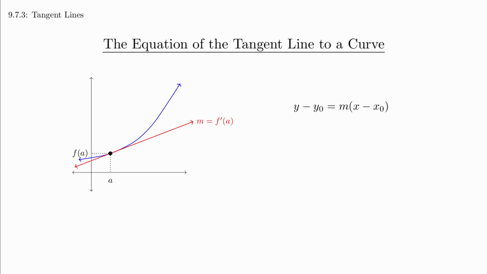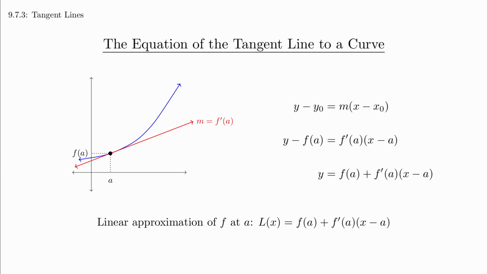To get the full equation of the line, we start from the point-slope form and plug in the values, and after a couple algebra steps, we get the equation of the tangent line. The book calls this L of x, and it is often called the linear approximation of f at a. We can do the same thing to curves in 3 dimensions.